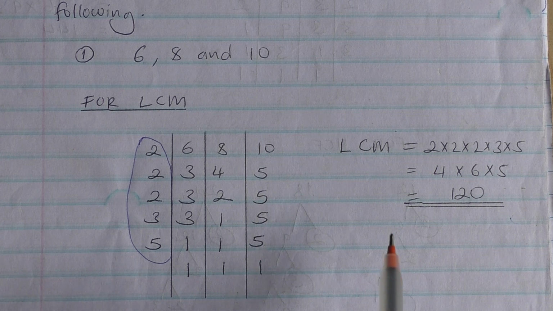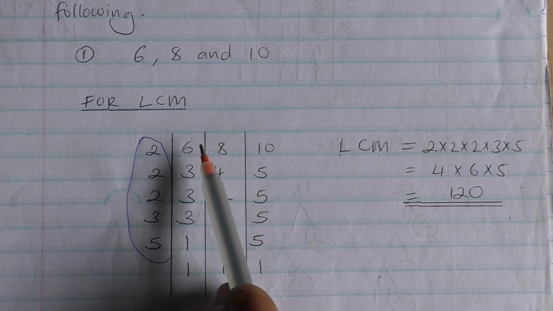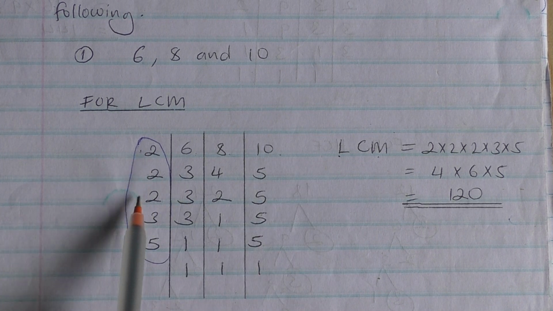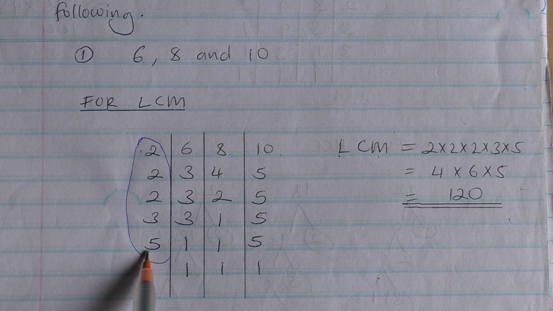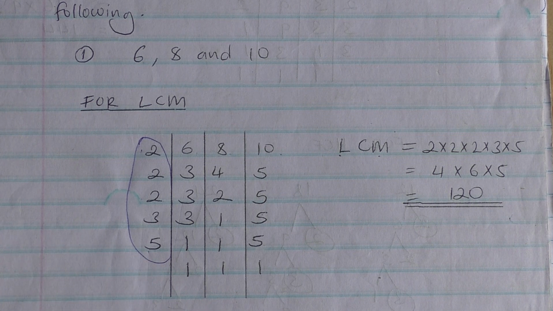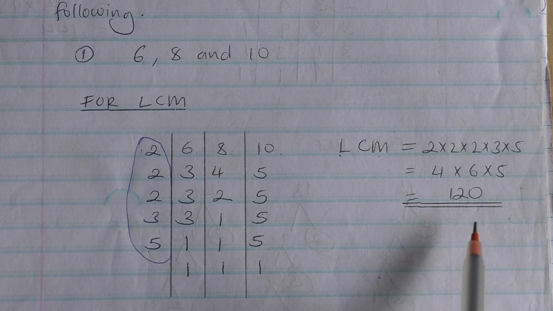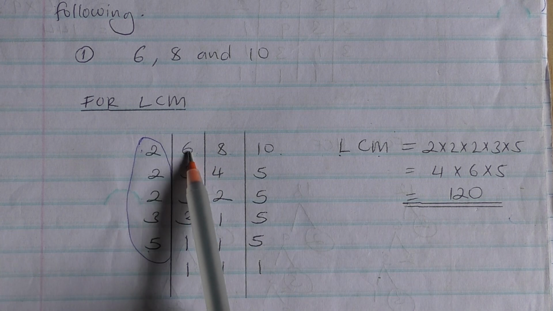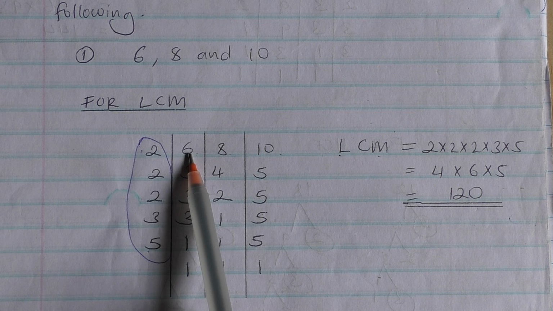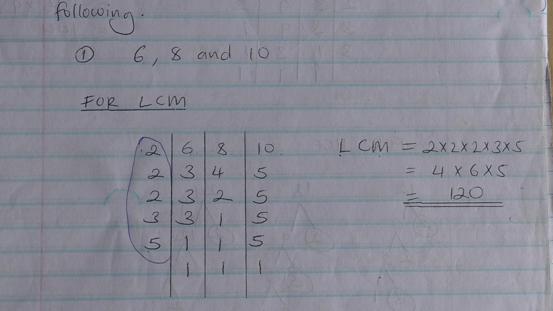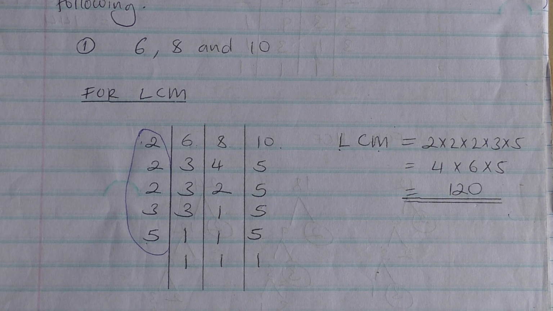That is, the LCM of 6, 8 and 10 is given by the product of their prime decomposers or their prime factors, which is 120. For instance, you try to divide 120 by 6, 120 by 8 and 120 by 10. It becomes their lowest common multiple. So that is how we get LCM.